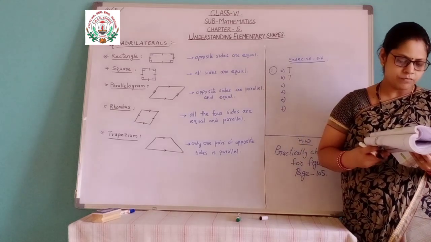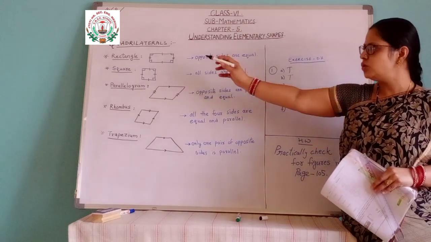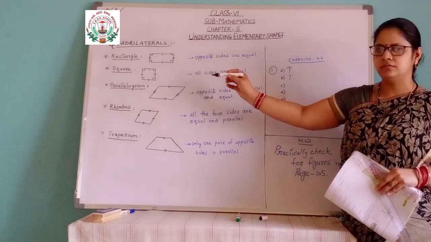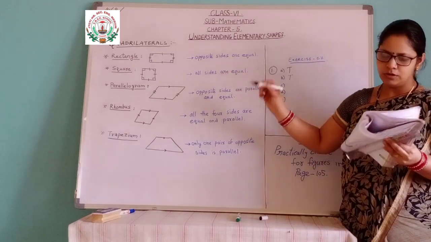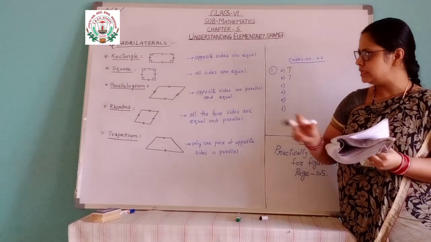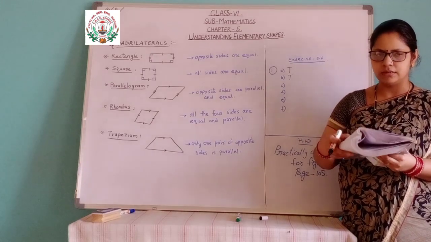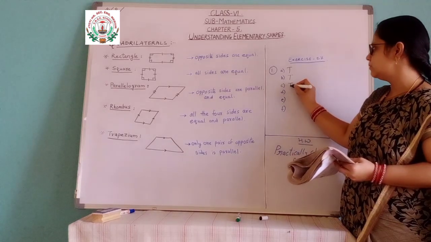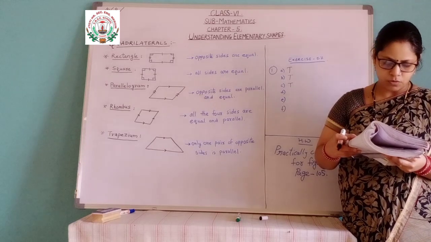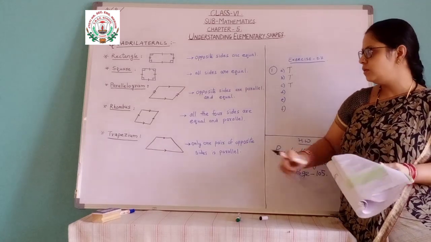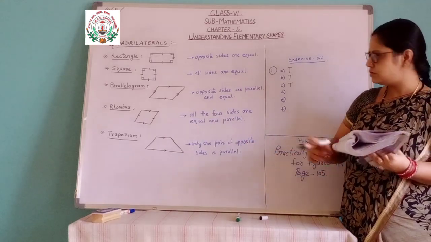Then, the diagonals of a square are perpendicular to one another. Diagonal means joining the opposite vertices, or the corners. So when you join these two points, the diagonals of a square are perpendicular to one another. It is true. Then, all the sides of a rhombus are of equal length. I have explained, all four sides are equal. So yes, it is true.